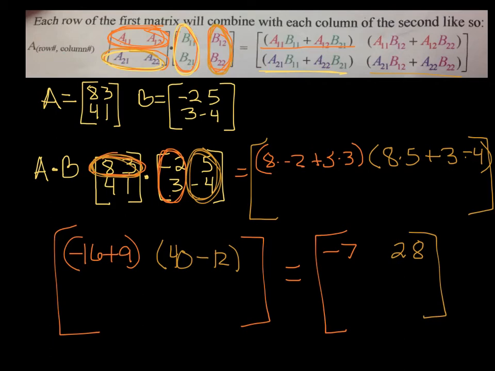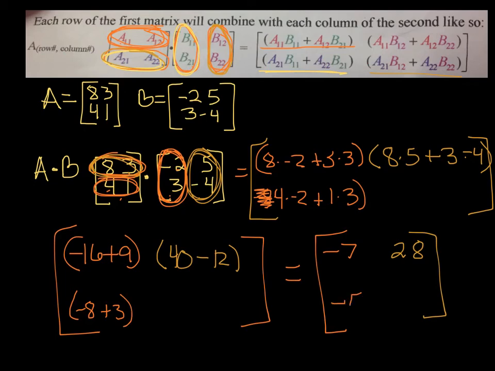All right, let's do the bottom left. So we're going to go 4 times negative 2 is negative 8 times, I'm sorry, I didn't write that right. 4 times negative 2 plus 1 times 3, which is negative 8 plus 3, which is negative 5. And then we're going to do bottom right. 4 times 5 plus 1 times negative 4.